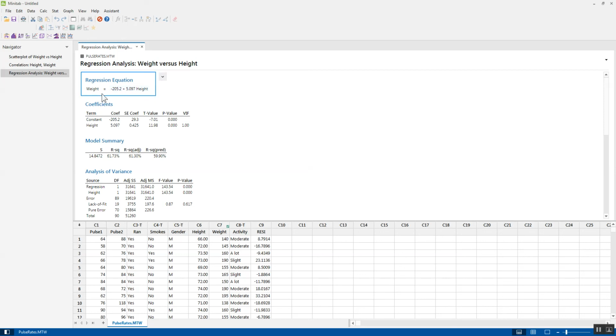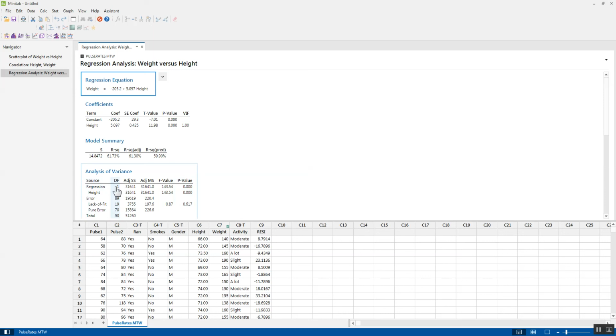That's our y equals a plus bx. So there's a and there's b. 5.097 is b. The null hypothesis of this analysis of variance is that that regression equation does not describe a significant amount of the variability in the data set. That's the null hypothesis. You can clearly see we reject it.